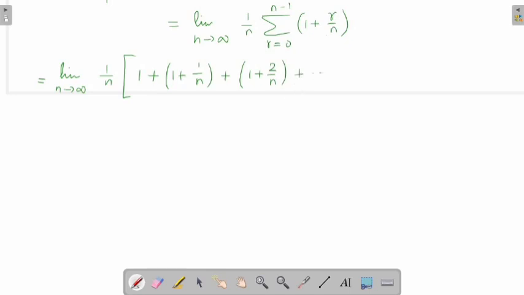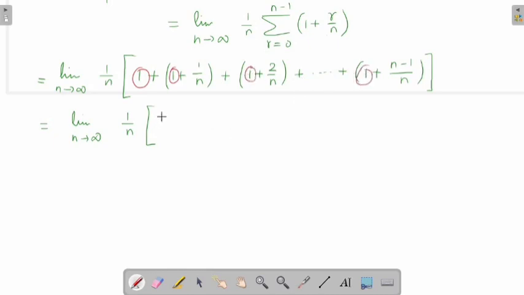Similarly, it continues till the value of r becomes n minus 1. The value of r starts with 0 and ends with n minus 1. So when r becomes n minus 1, this value becomes 1 plus (n minus 1) by n. Right, so we have limit n tends to infinity, see here carefully, 1 by n. Now what I will do is, we have many ones, right? So 1, 1, 1, 1.